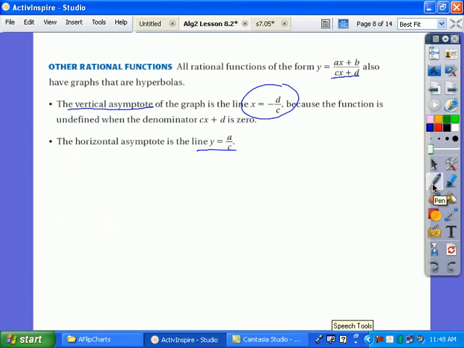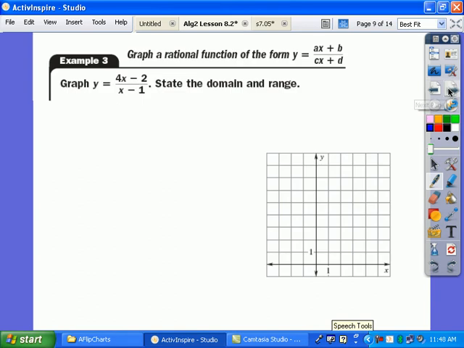Okay? So here we are. So what value makes the denominator 0? And that's going to be the only value that's not in the domain, and that's also going to be where our vertical asymptote is. So x can't equal 1. Right? That's going to make the denominator 0. And so at x equals 1, we get our vertical asymptote.